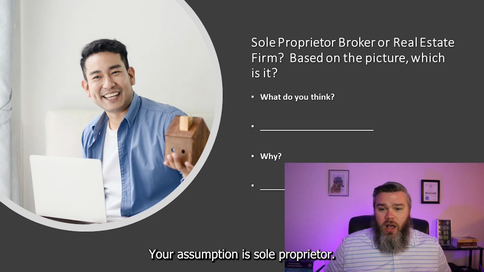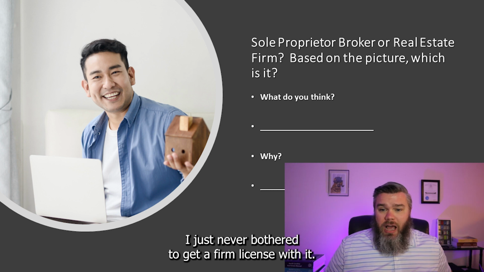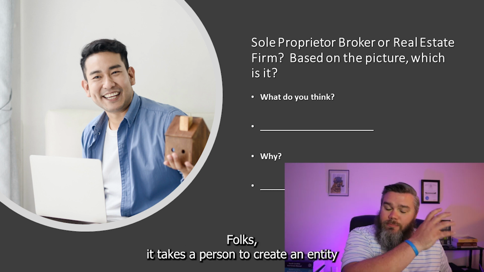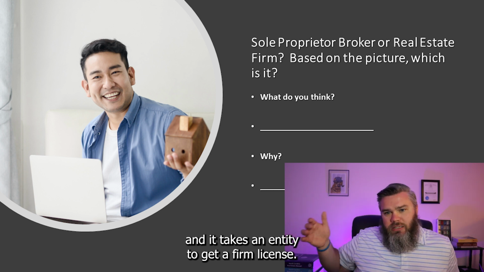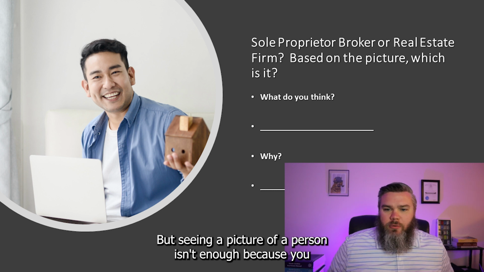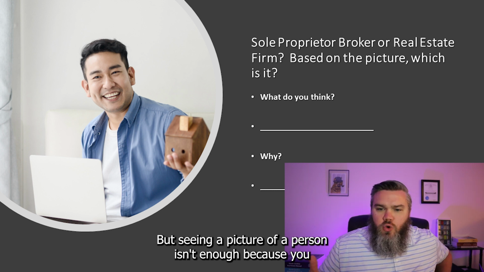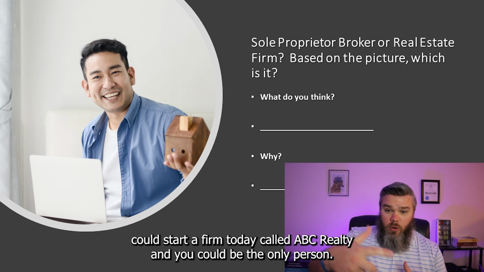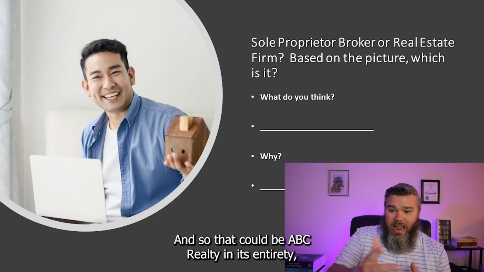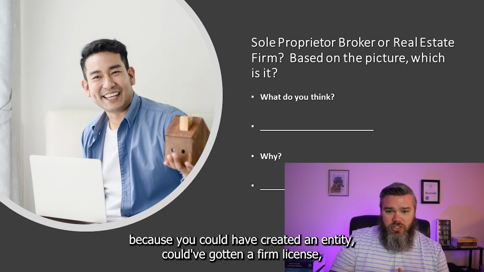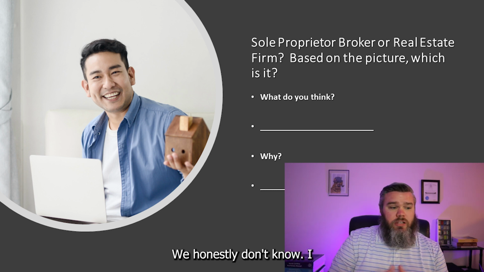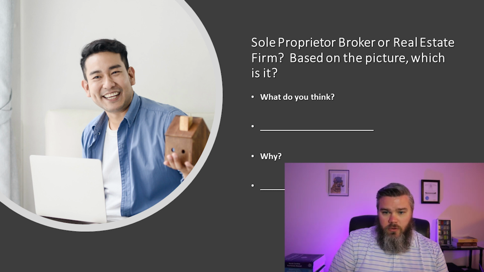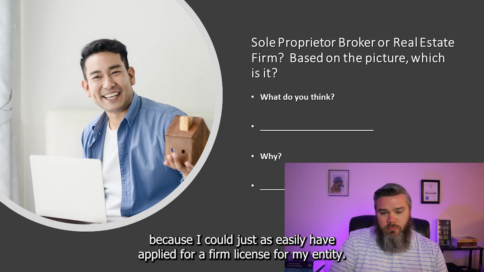Your assumption is sole proprietor, but I have an entity. I just never bothered to get a firm license with it. Folks, it takes a person to create an entity, and it takes an entity to get a firm license. But seeing a picture of a person isn't enough, because you could start a firm today called ABC Realty and you could be the only person. That could be ABC Realty in its entirety, because you could have created an entity and gotten a firm license, but it would have been a single person entity. We honestly don't know. So be very careful, because I could just as easily have applied for a firm license for my entity.